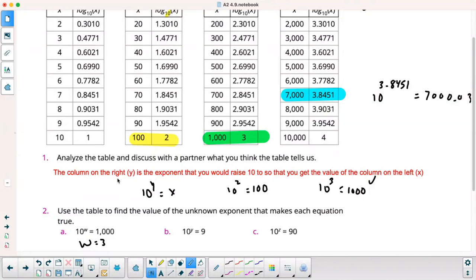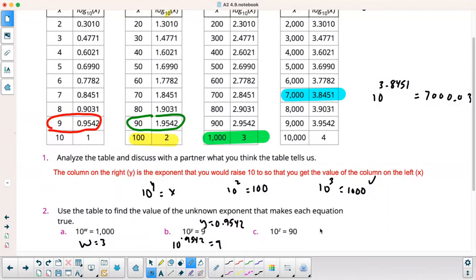So what I'm going to do is go to my table here, and I'm going to find the one that I'm looking for, which would be right here. So I'm going to say, all right, 10 to the 0.9542 should give me 9. Okay, so I can say y equals 0.9542. And then here for this one, we're looking for 90. So that would be right there.